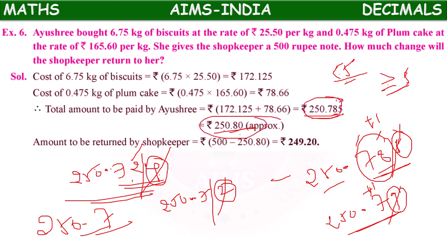So this is the total amount to be paid by her approximately. So she has given a 500 note. How much amount of return she will get from 500? 250.80 we have to remove. So 249.20. This is the answer.